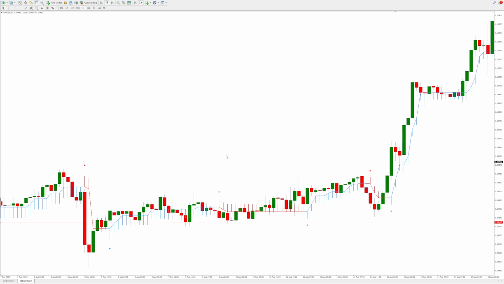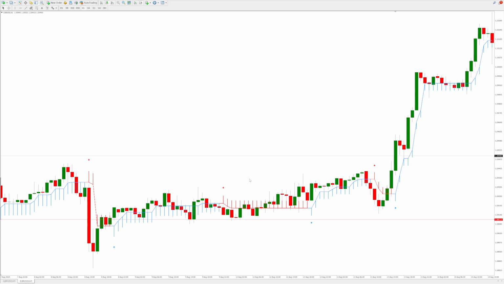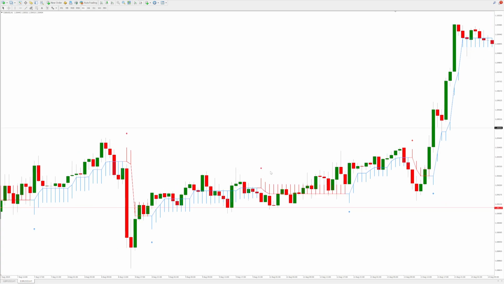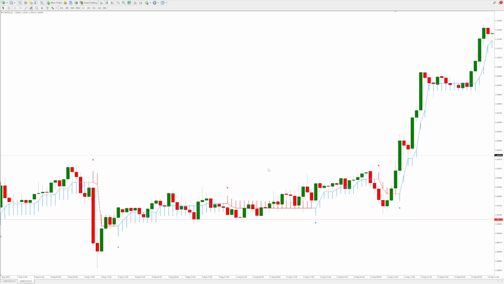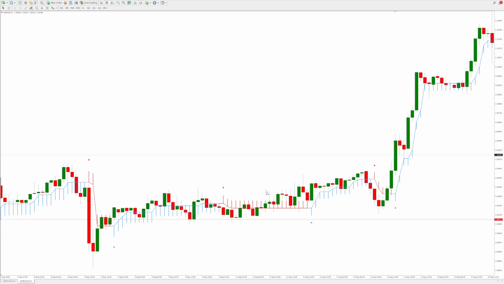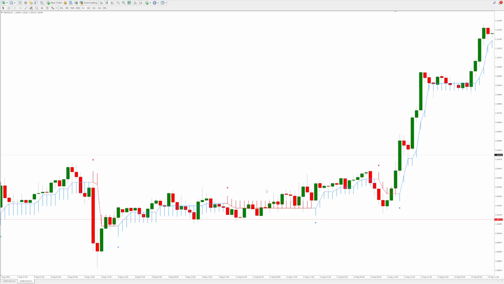I do prefer to trade longer term chart timeframes, as I find the signals tend to be more reliable, and that's with any indicator or any chart formation, candlestick patterns, and so on. I find there's a lot of noise on the lower chart time frames, and thus the signals are not as reliable. That being said, you can use this indicator on any chart time frame that you prefer.